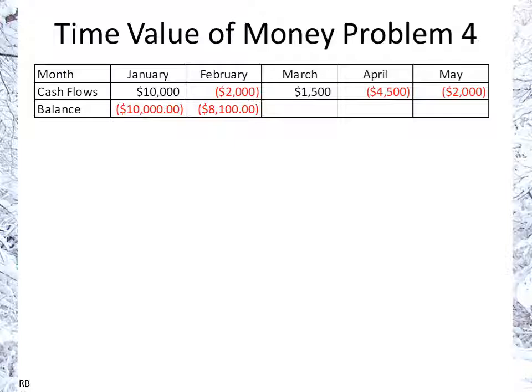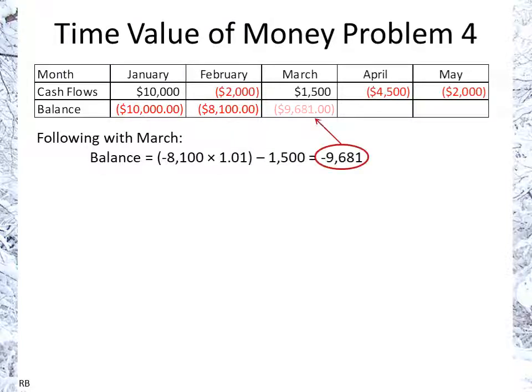So now we're going to do the same here with March. The balance is going to be 8,100 times 1.01, so $81 extra. And then of course plus 1,500 because we've now increased the borrowing by 1,500. So we have 9,681. We're going to follow this with the same procedure with April and May.